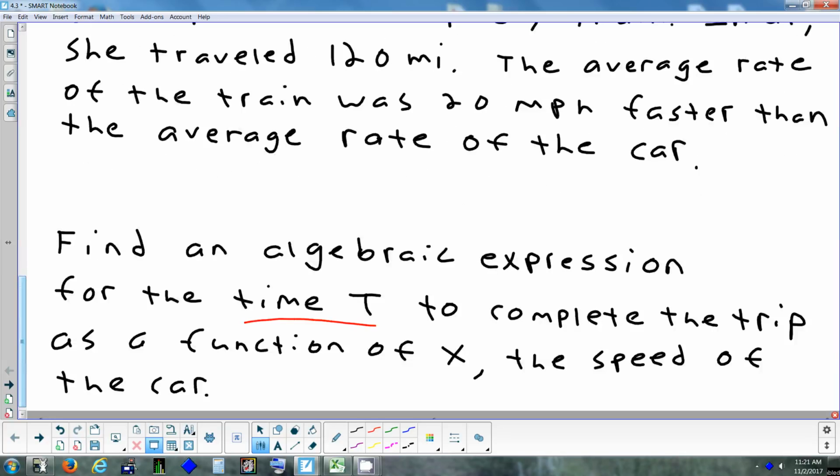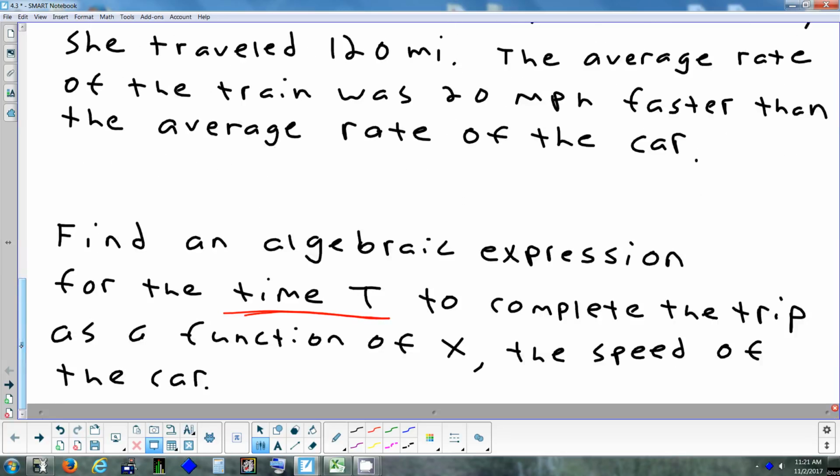All right, so the time, that's the total time. It's not just the time it takes for her to do it in the car or just the time on the train, it's the time for both. So if you knew how long she was in the car and you knew how long she was on the train for, what would you have to do with both of those to find the total time? Add them. Okay, add them together.